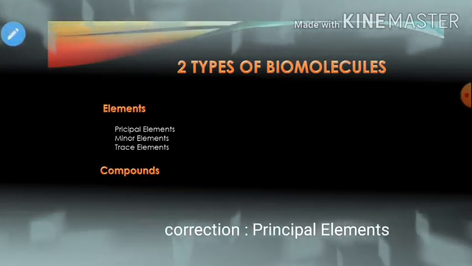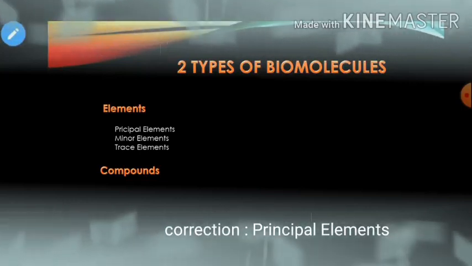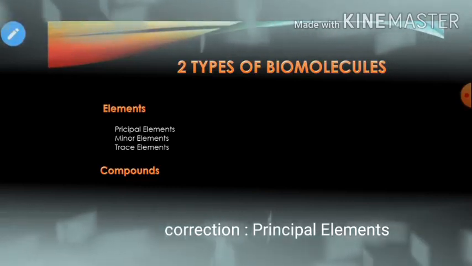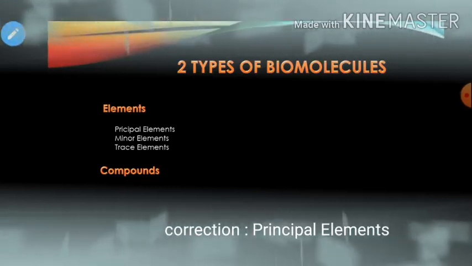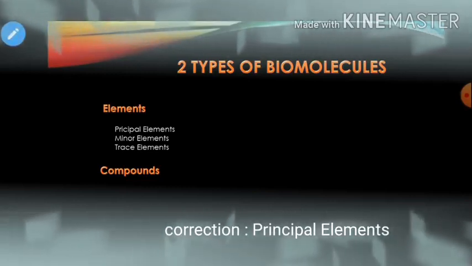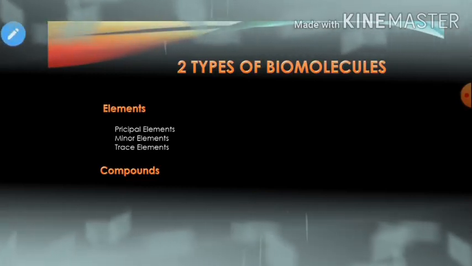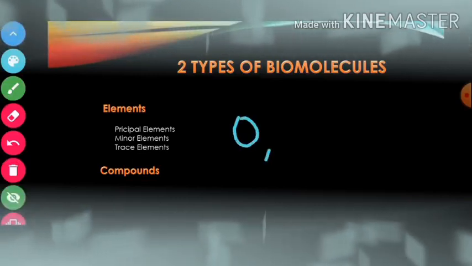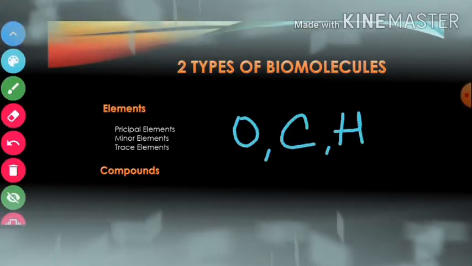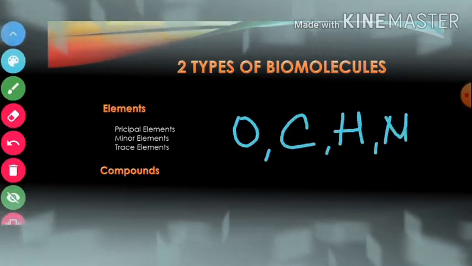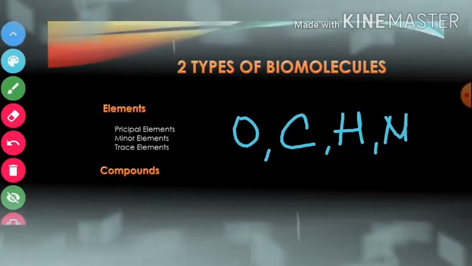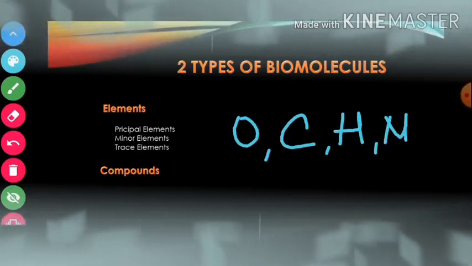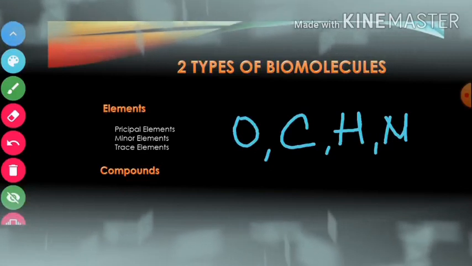First of all, let us talk about the major element, that is the principal element. This group includes the first four elements of the list, which is given on page number 143. What are those four important elements? Those four important elements are oxygen, carbon, hydrogen and nitrogen. Children, they constitute 95% of the cell content. They include non-metals.